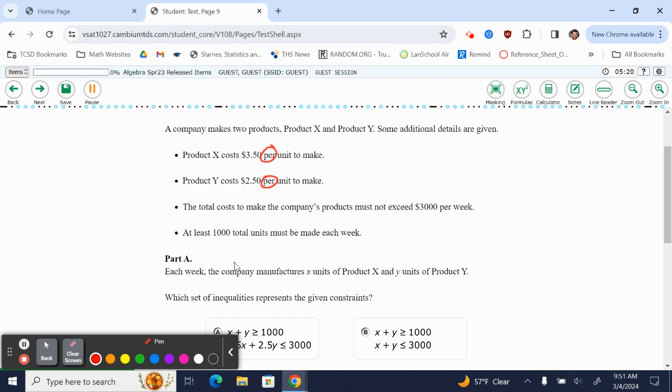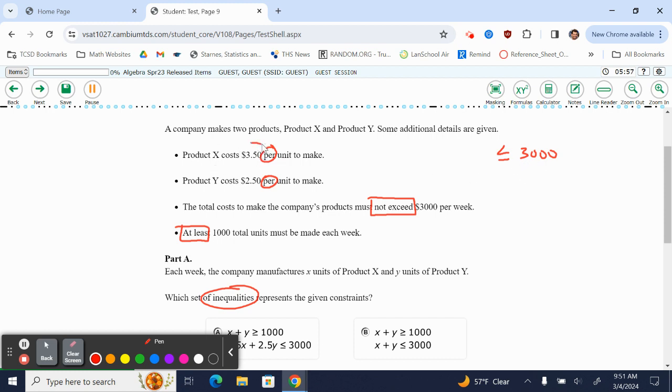Part A says each week the company manufactures X units of product X and Y units of product Y. Which set of inequalities represents the given constraints? So inequalities mean greater than or less than, right? And again, the words up here that talk about inequalities are not exceed and at least. So if the cost must not exceed 3,000, that means it cannot be greater than that. So it must be less than or equal to 3,000. You must stay at or below that 3,000.